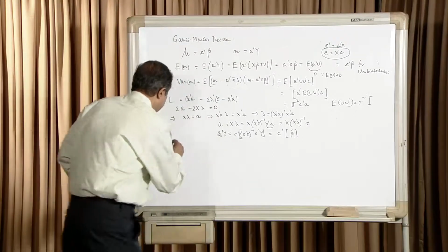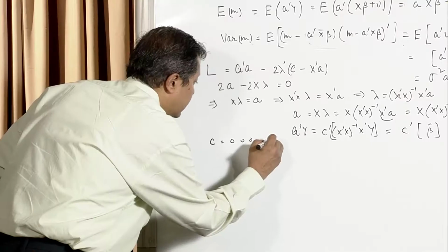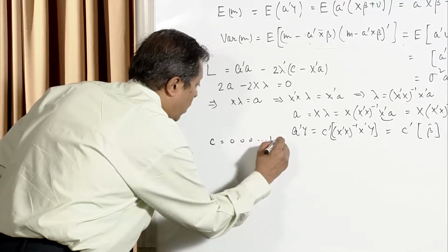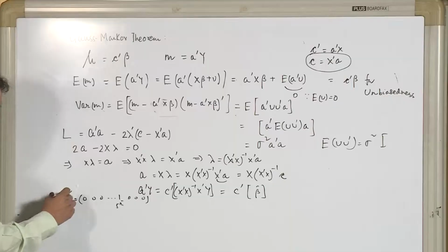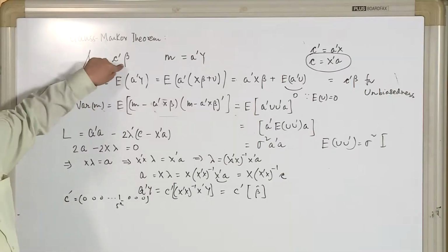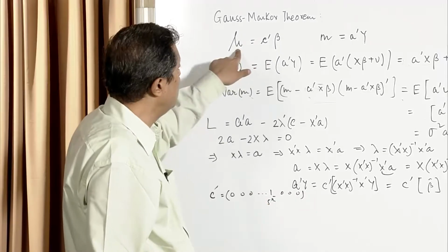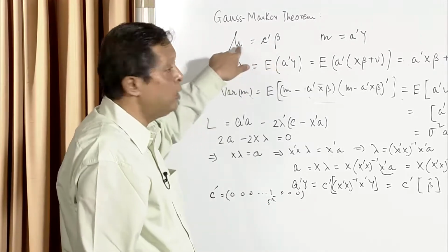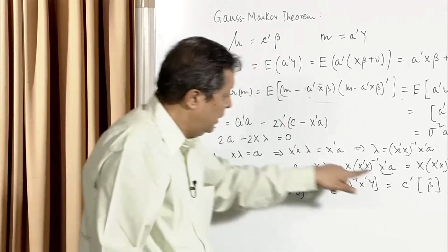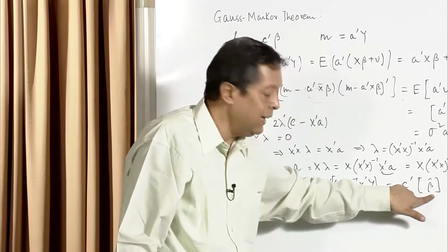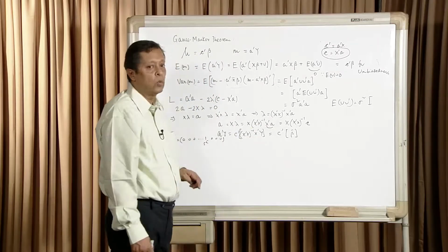For example, if we take c equal to 0, 0, 0, only 1 in the 5th position and all others 0, then this c prime will pick up only beta 5, because this is a fixed 5th position. So, this mu will be beta 5, and what is going to be the minimum variance linear unbiased estimator? The BLUE, the corresponding 5th element of beta hat, where beta hat comes from ordinary least squares estimates.